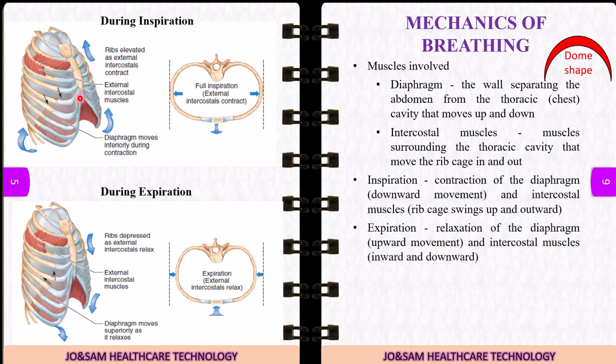In this diagram, as you can see, what happens during inspiration and expiration. What happens to the diaphragm? The diaphragm moves downward during inspiration and upward during expiration. And what happens to the intercostal muscles? The intercostal muscles move upward and outward during inspiration and downward and inward during expiration. If you sit normally in a place, relax, and breathe, you can feel the inspiration and expiration.